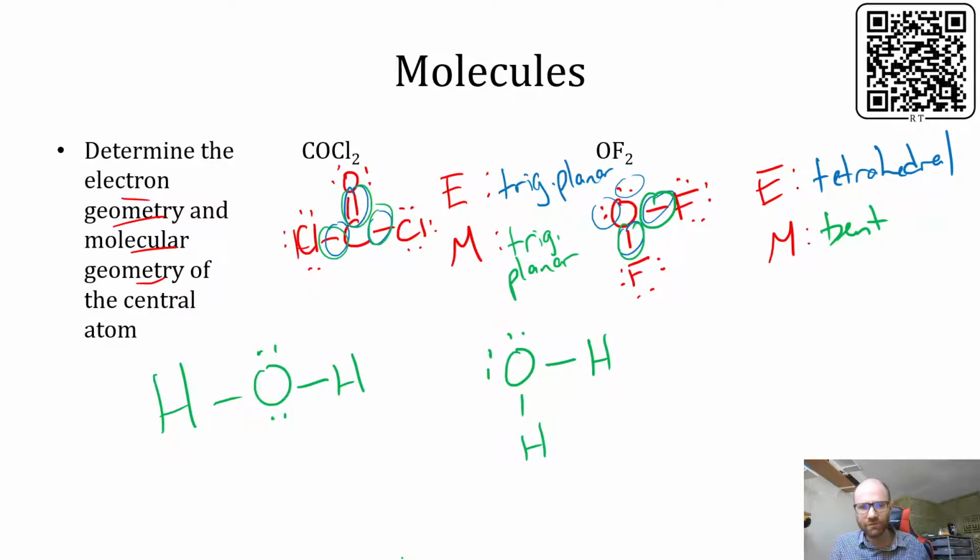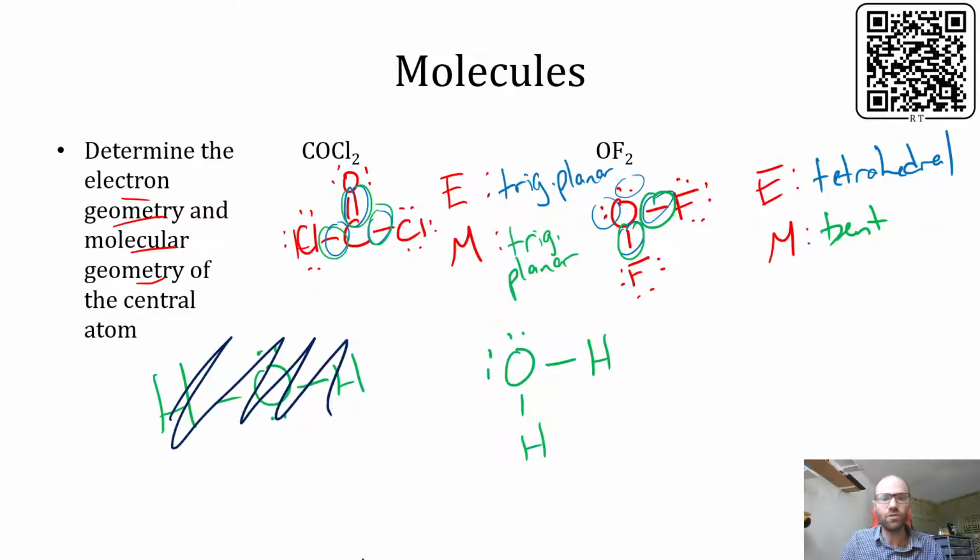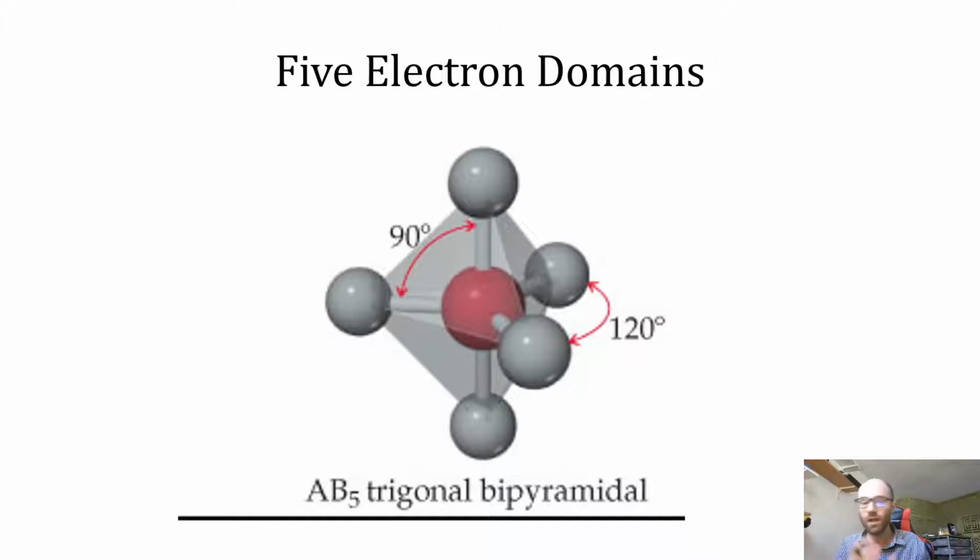So I'm not saying you have to draw these angles and these wedges and these dashes. You don't have to do that. But when it comes to drawing water, you're really not doing the right thing if you draw it linear. I think you should be drawing it bent. Of course, we did just learn about molecules that have more than 4 electron domains with their expanded octets. So I did want to make sure you were familiar with these structures as well.